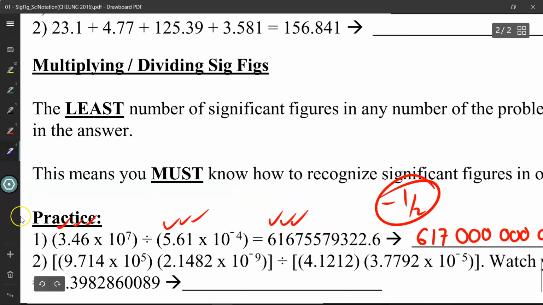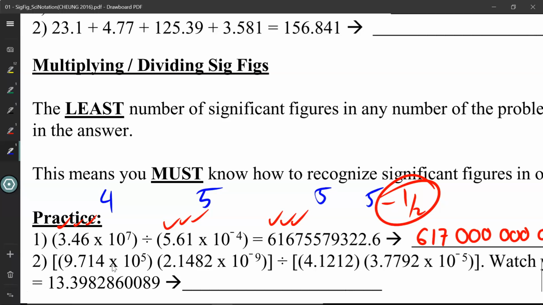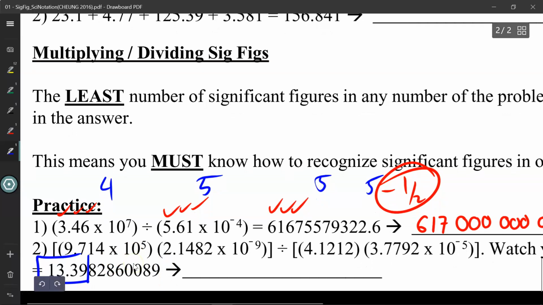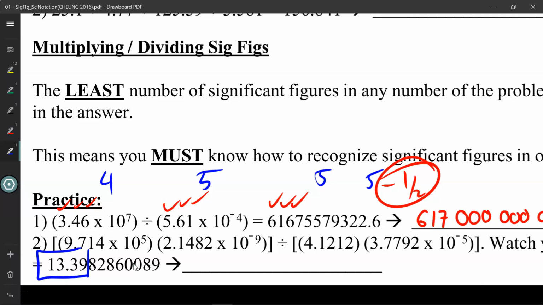Let's do this next one really quick. We have 4 sig figs here, 5 sig figs here, 5 sig figs here, and here. So I'm only as accurate as my least accurate measurement, in which case this is a 4, so my final answer should only have 4 sig figs. So I can only trust these 4 over here, which would be 13.39, but because of the 8 next to it, I can round it up to 13.40.